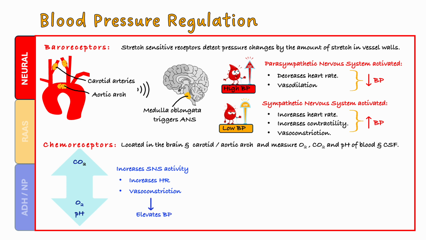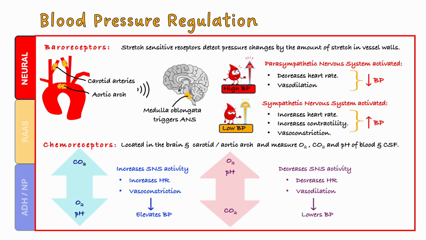to improve tissue perfusion. Conversely, when the chemoreceptors detect high oxygen and pH and low carbon dioxide, the sympathetic nervous system activity decreases, leading to a drop in heart rate, vasodilation, and a lowering of blood pressure.